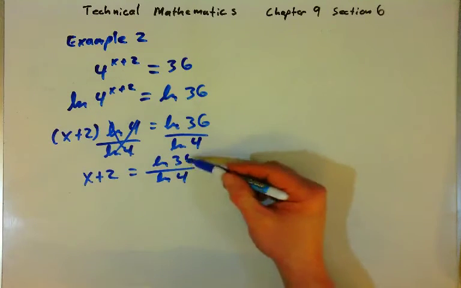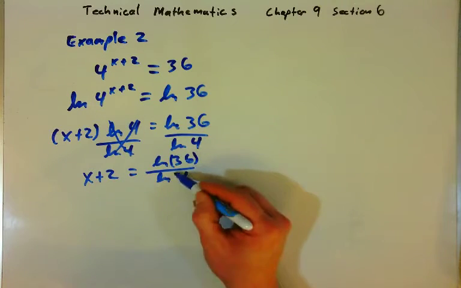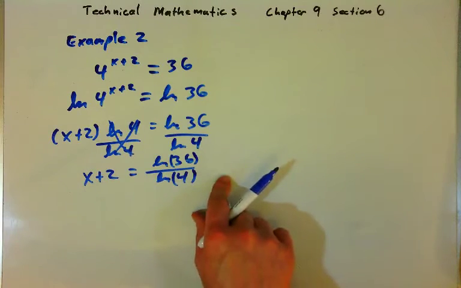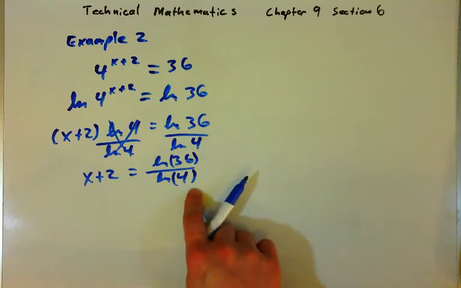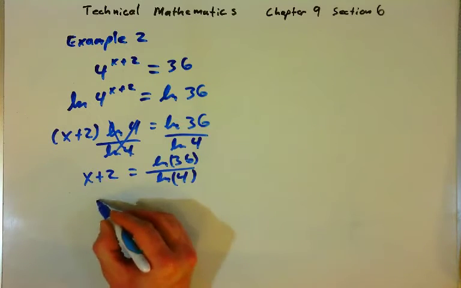Whatever you do, do not try to reduce this fraction. This is the natural log of 36 and the natural log of 4. This does not mean natural log times 36 and natural log times 4. That's not what it means. And so this does not reduce. Right? We have to leave it this way.